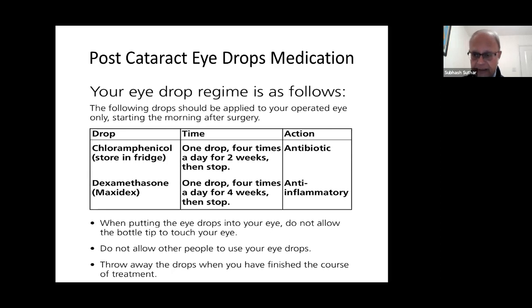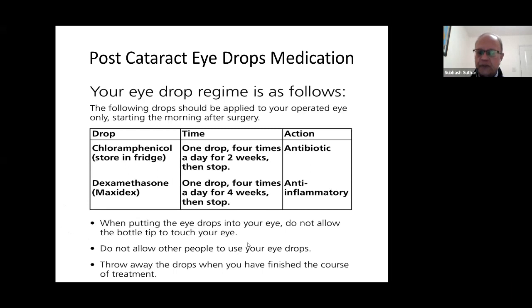Now, here there is a problem. You've got 2 different drops 4 times a day. Okay? Always remember, if you put your chloramphenicol drop first, then you have to wait for 10 minutes, then put the dexamethasone drop. If you do it one after another simultaneously, the second drop will actually wash out the first drop. We don't want that. So when you have two different drops like this, put one, wait for 10 minutes, put the second one in.